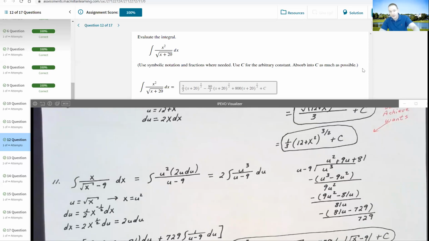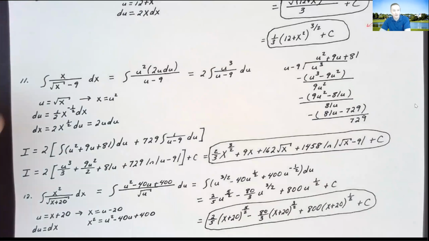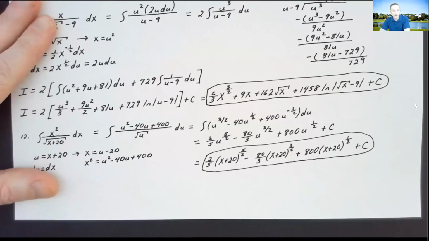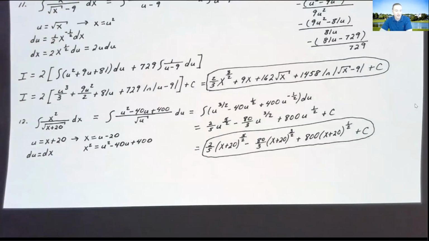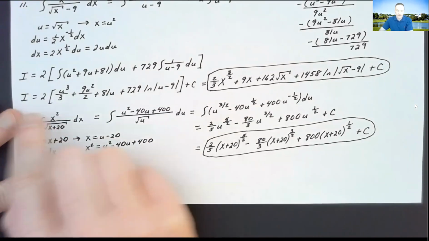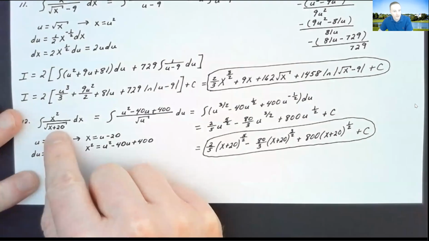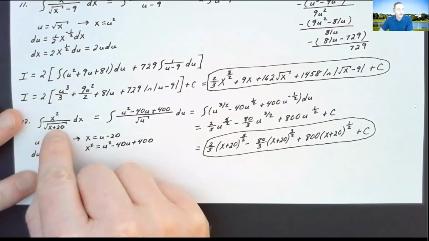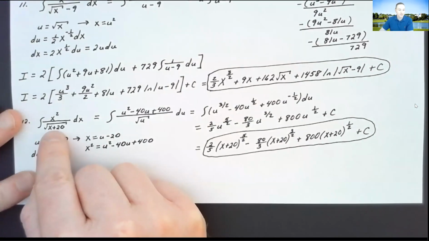Now, I already know that the degree of the numerator is greater than the denominator, so at some point in this problem, I'm going to have to divide the denominator into the numerator yet again. You can't do that with that square root of x plus 20, so that's just not even possible in the first step.